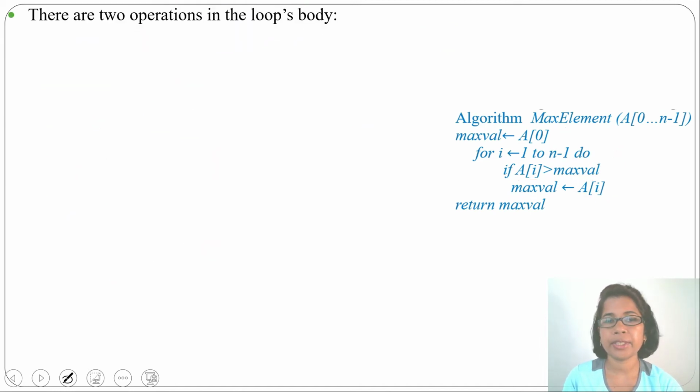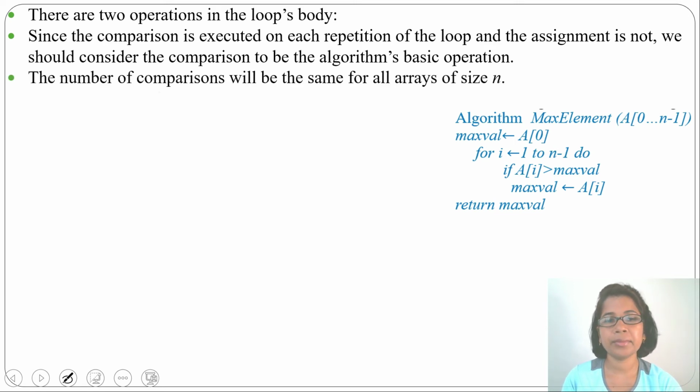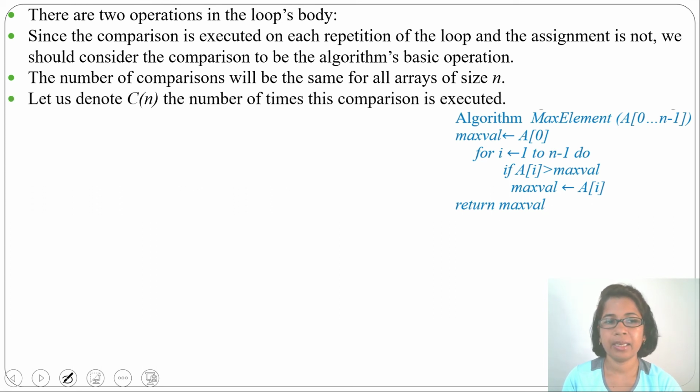There are two operations in the for loop body. One is comparison, another is assignment. So what should be the basic operation? The basic operation will be the comparison, as for every iteration of I, we are doing this. We are comparing A[i] with the max value. And the number of comparisons will be the same for all arrays of size n. Let us denote by C(n) the number of times this comparison is executed.